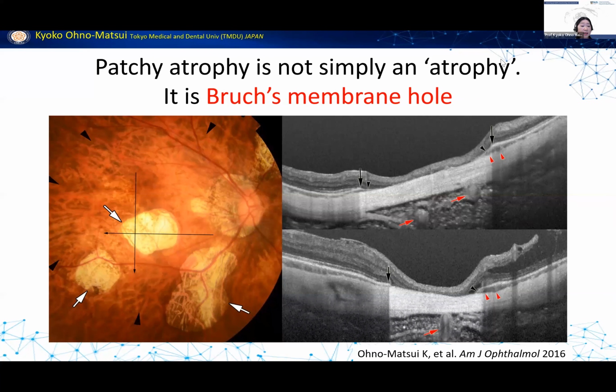In addition, the end of Bruch's membrane is shown by black arrowheads. And as you can see, in most areas of patchy atrophy, both the retinal pigment epithelium and Bruch's membrane are defective. This feature of lacking Bruch's membrane is different from geographic atrophy in AMD.